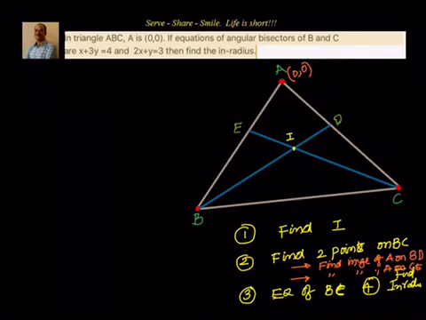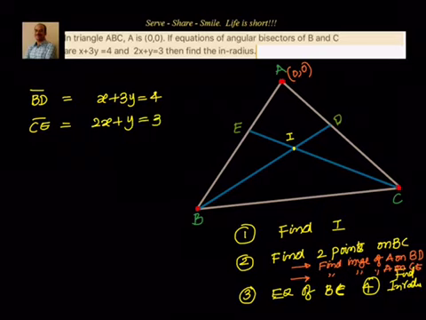First let's go to point 1. We have to find out what point I is. Now point I is nothing but the point of intersection of BD and CE. So we can directly write down the BD equation, x + 3y = 4, and the CE equation is 2x + y = 3. You can solve this by any method: elimination method, substitution method, whatever you want. We'll just take the simple method.